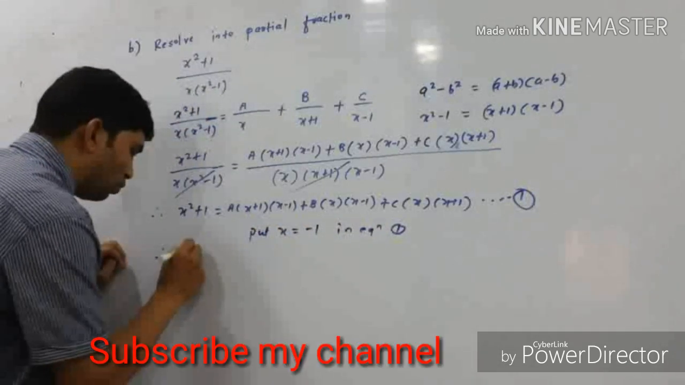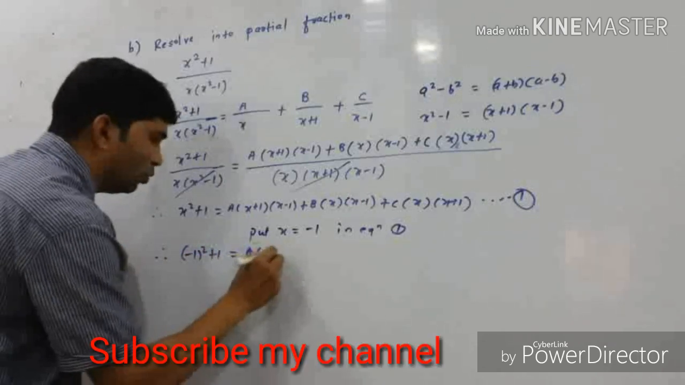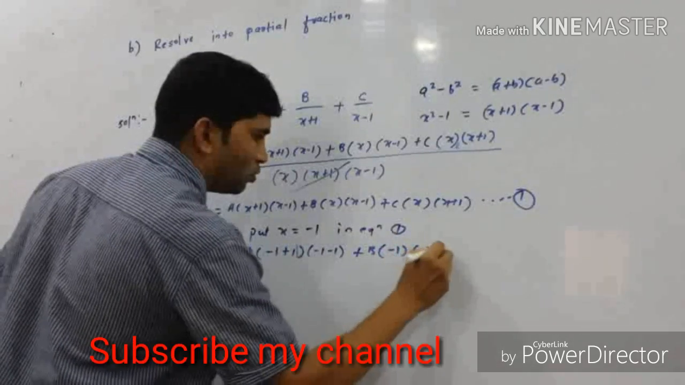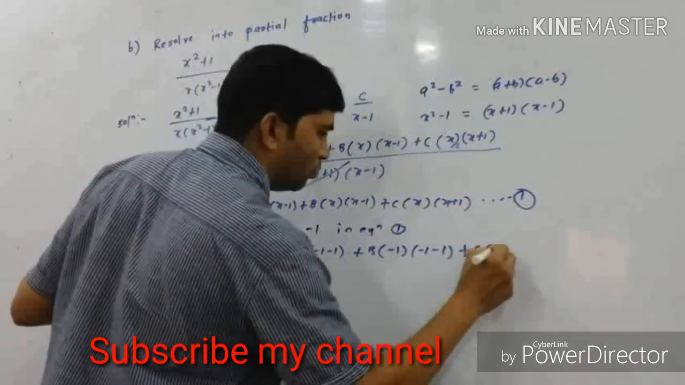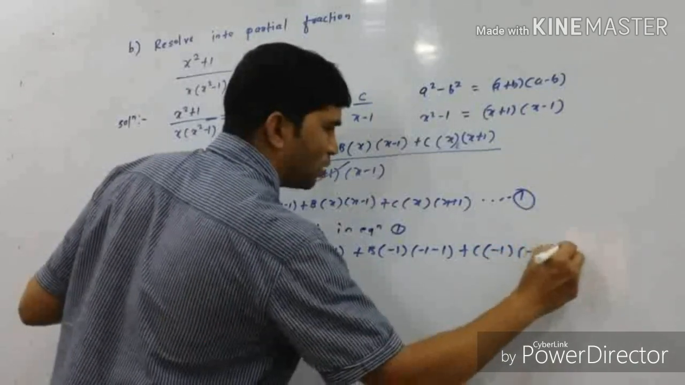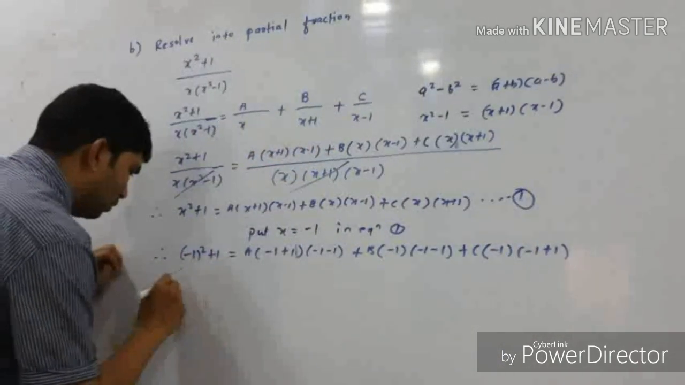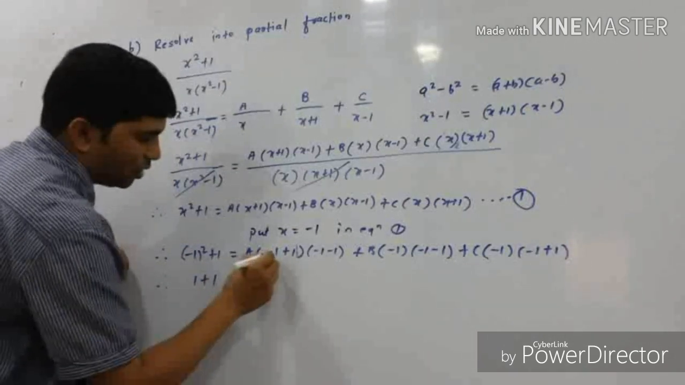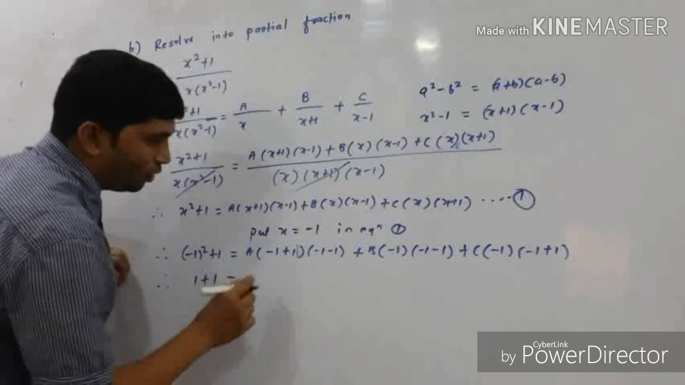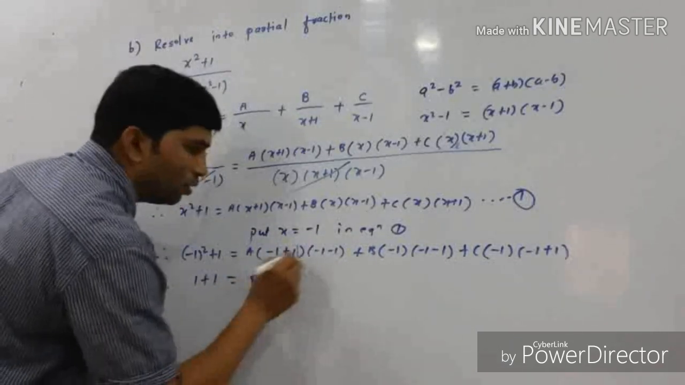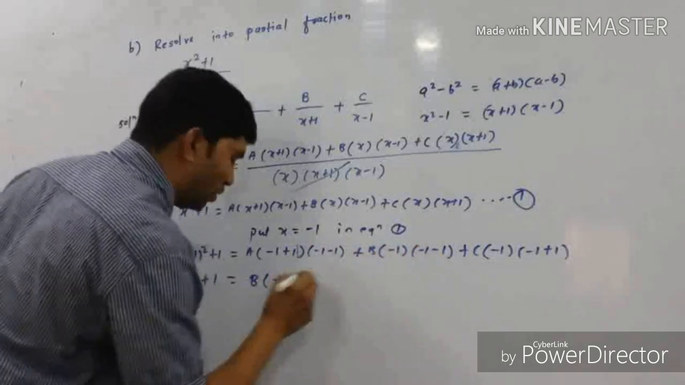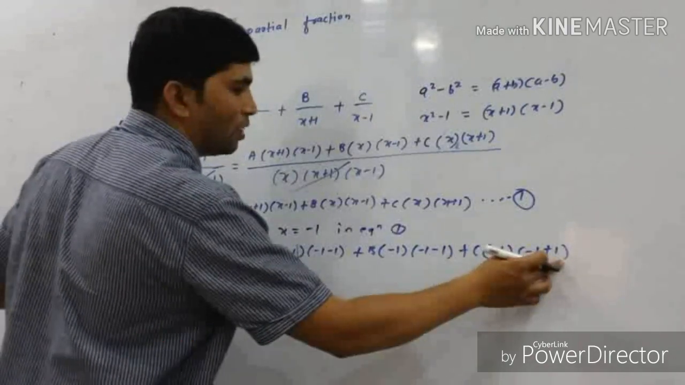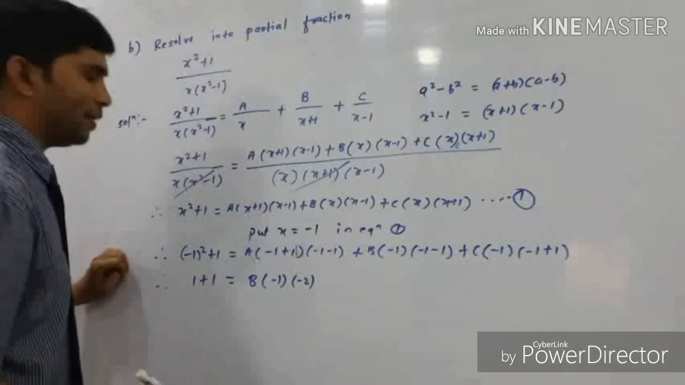So here minus 1 square plus 1 is equal to a into minus 1 plus 1, minus 1, minus 1, minus 1, plus c into minus 1 plus 1. So we get minus 1 square is plus 1, 1 plus 1, and here a, see this, minus 1 plus 1 is 0, so there is no need to write a. B into minus 1, and minus 1 is minus 2. See this also, here also minus 1 plus 1, so there is no need to write c also.